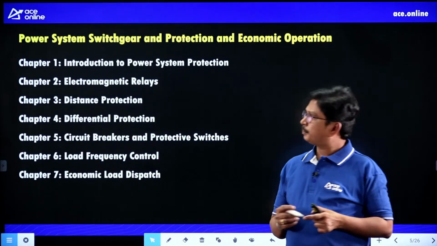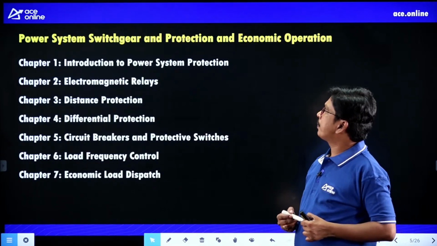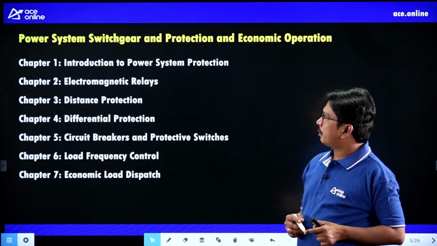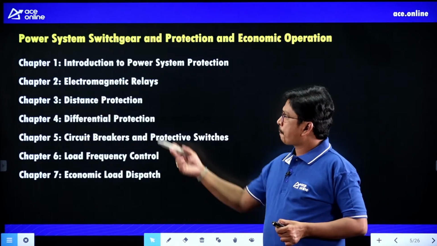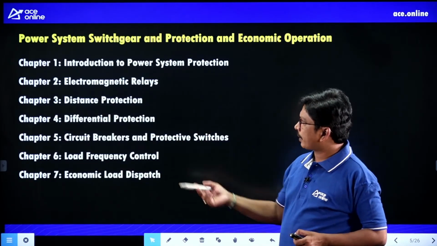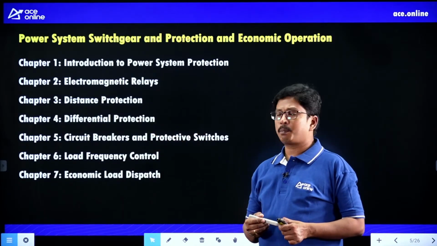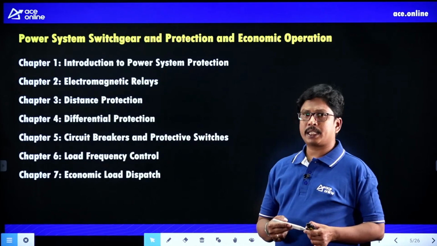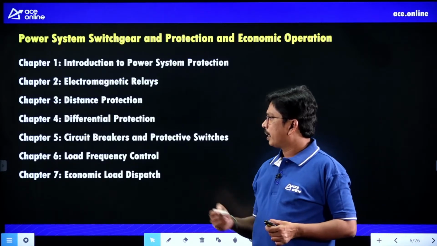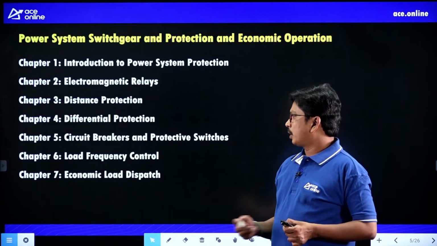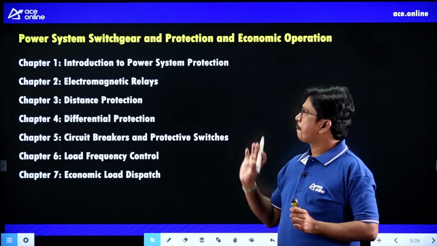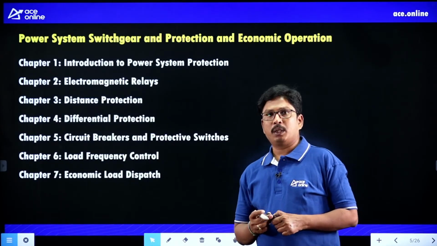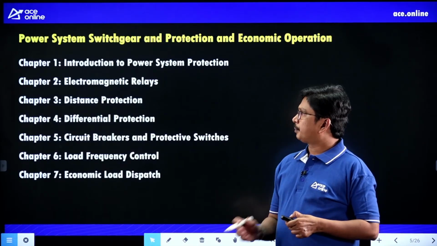Good evening Anita. So power system, switchgear and protection and economic operation, you can see. This is the overall syllabus: introduction to power system protection, electromagnetic relays and distance protection, differential protection, circuit breakers and protective schemes, switches, and load frequency control and economic load dispatch.